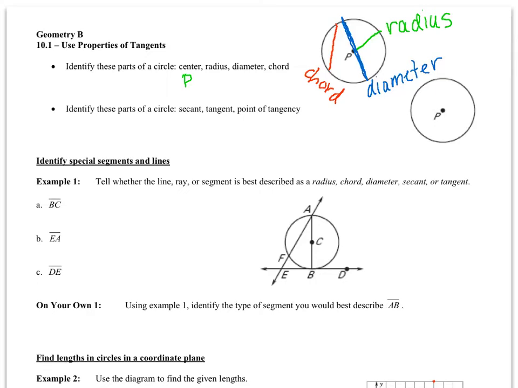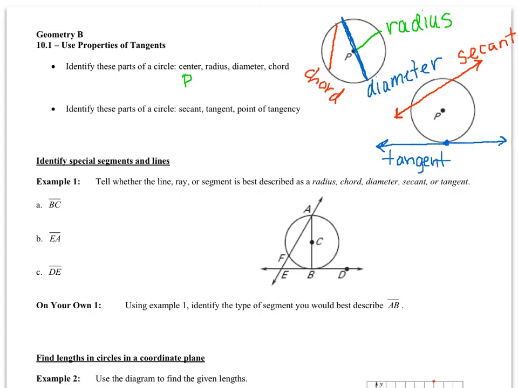The next part, identify these parts of a circle. We have secant, tangent, and point of tangency. So a secant is a line that intersects the circle in 2 spots. So this line that I just drew in would be called a secant line. And then a tangent line touches our circle in just exactly one spot. I'm going to say it's going to touch right here in this one spot. Try and accurately draw right there. That would be a tangent line because it touches in exactly one spot.